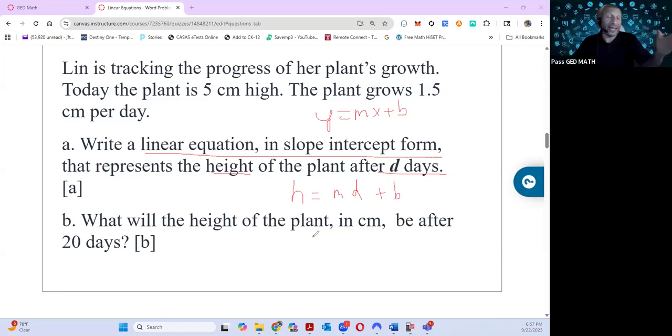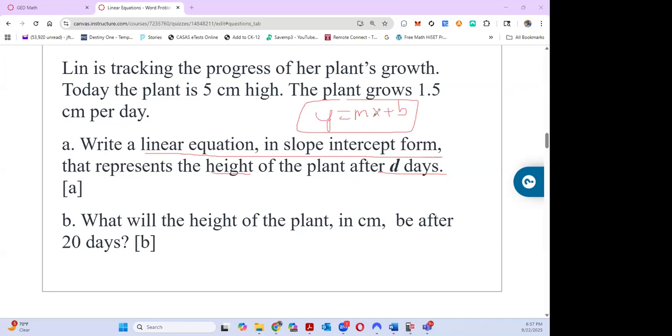Now, to me, I wouldn't even tell you to do that. I would say, listen, don't even confuse yourself. Just use y equals mx plus b. You'll be able to figure it out. What's not changing and what's going to change day after day? The height. So what's M?